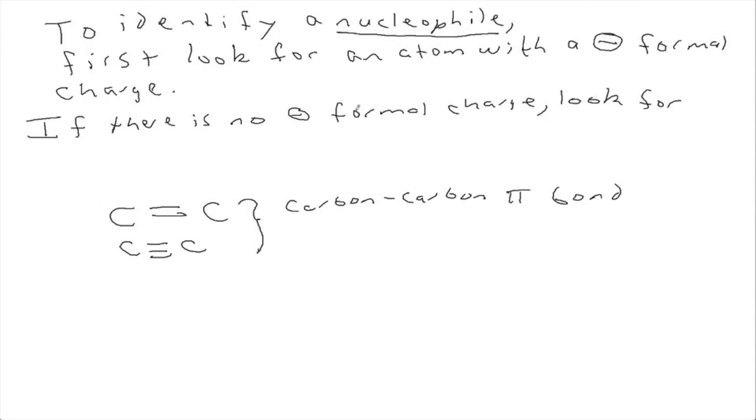If there's no negative formal charge, you look for an atom with a lone pair. Does that make any sense? Sure, yeah. So you might actually remember having done that. Okay, so you look for a neutral atom with a lone pair.